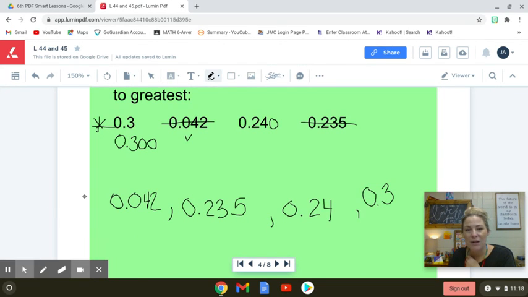I wanted to point something out really quickly. Notice as I rewrote my numbers in order from least to greatest, I wrote them in their original form. Even though I added some zeros where needed in order to compare them easily, I rewrote them all in order in their original form. For example, 24 hundredths, I added the 0 there, but when I rewrote that number in order, I left that 0 out.